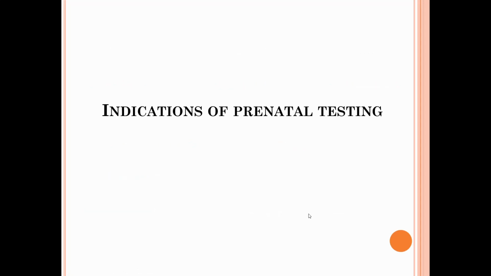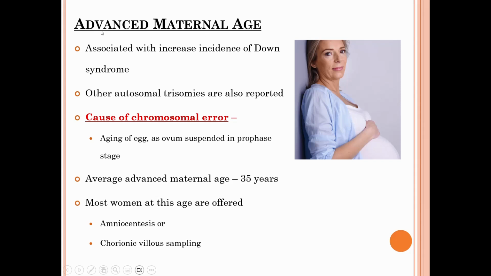Indications of prenatal testing. The first one is advanced maternal age. It is associated with increased incidence of Down syndrome. Other autosomal trisomies are also reported, and the cause of chromosomal error can be aging of the egg, as the ovum is suspended in prophase stage. Average advanced maternal age is 35 years or more. Most women at this age are offered amniocentesis or CVS, that is chorionic villus sampling.